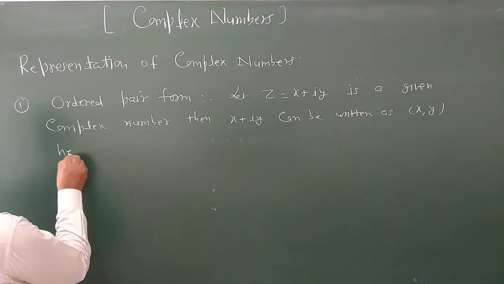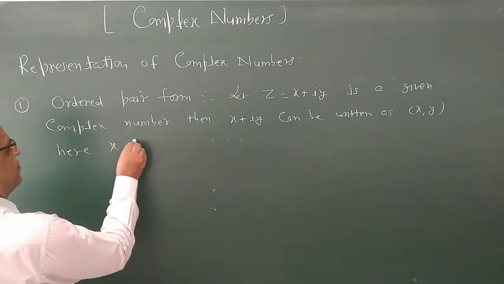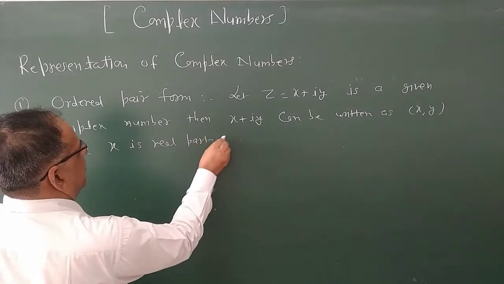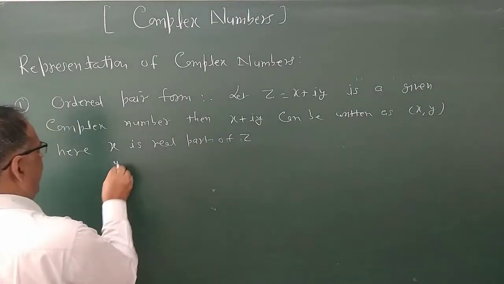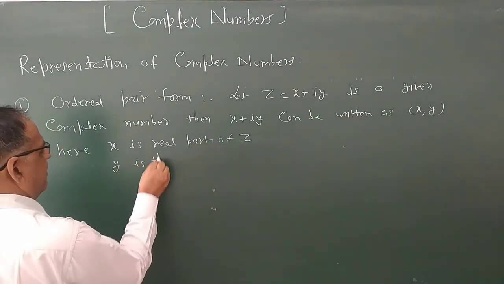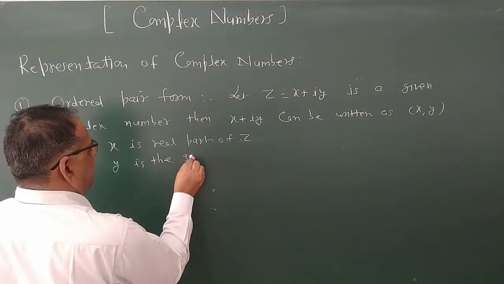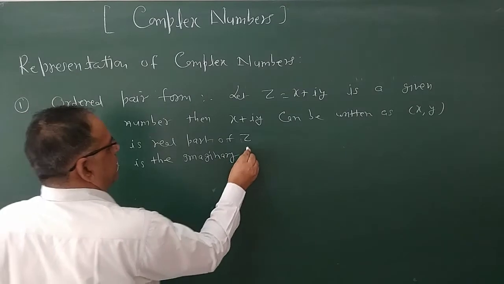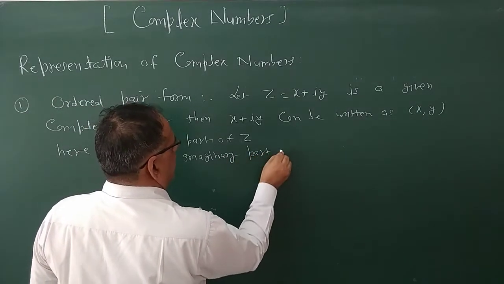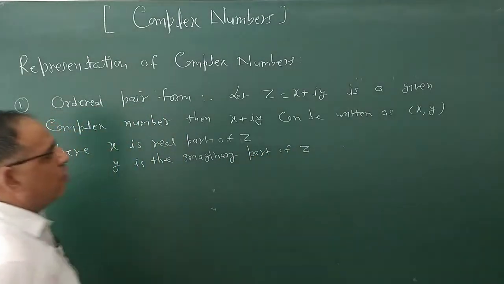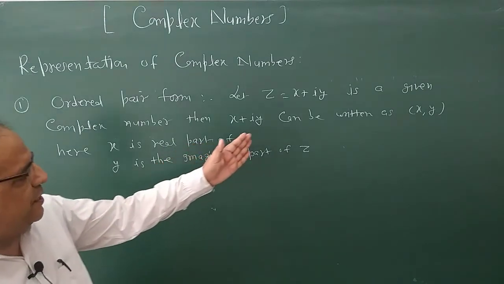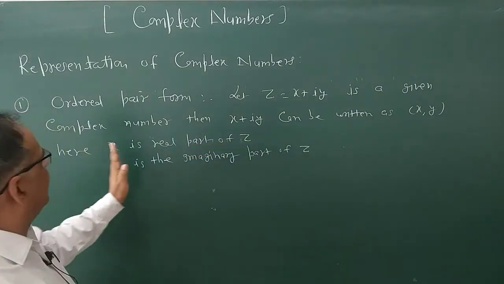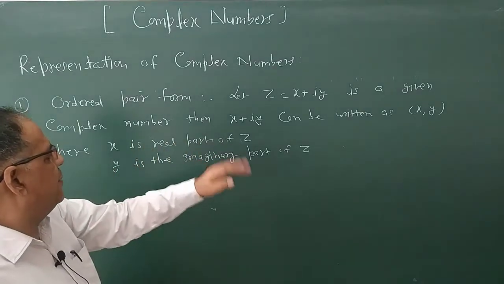Here x is the real part of z and y is the imaginary part of z. So any complex number can be represented in the ordered pair form as x comma y, where x is the real part of z and y is the imaginary part of z.